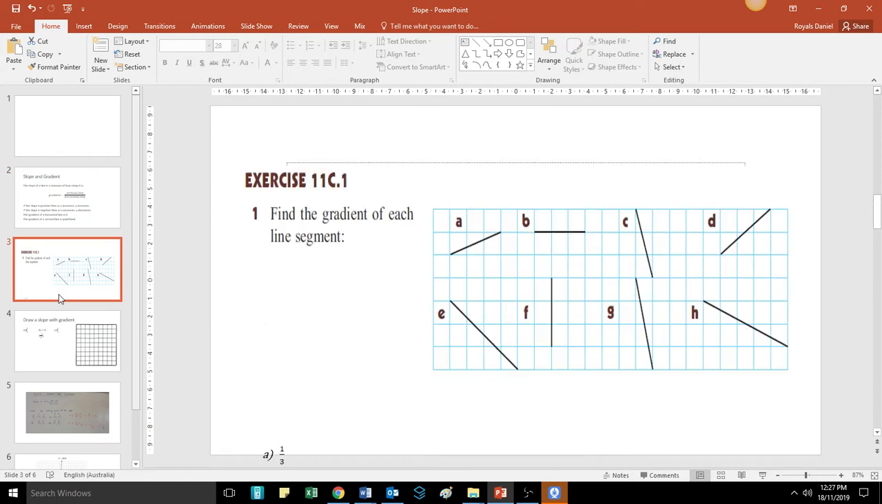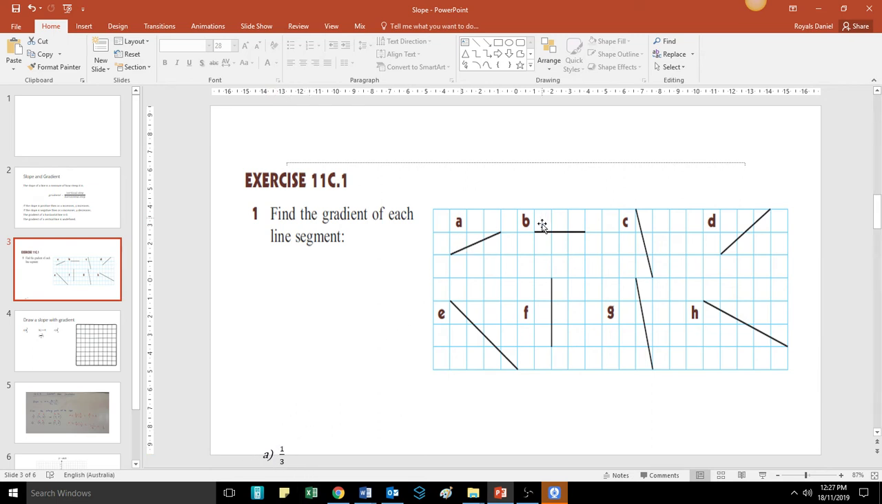So I'll jump onto the first one here. Find the gradient of each line segment. Well, the gradient is how much it goes up divided by how much it goes across. So we got our first line here, and we start at the point furthest to the left on the line. So that's where we're starting here, and we can see it's going across 3 and up 1. So the slope of the first one is 1 on top of 3.